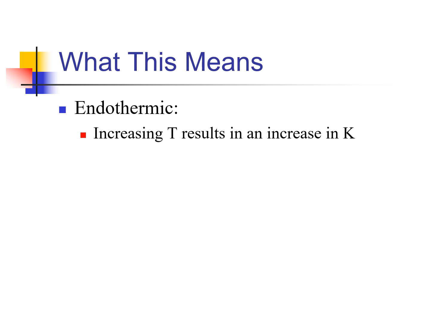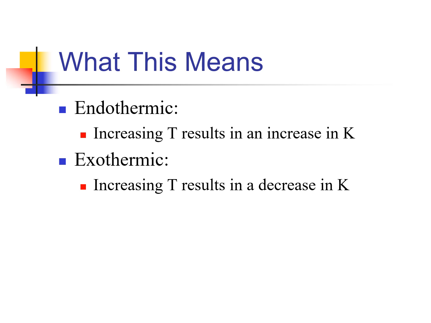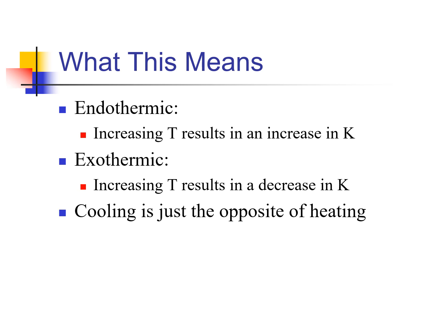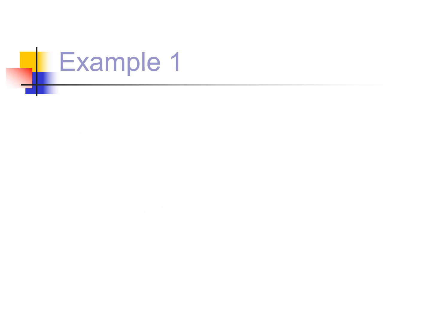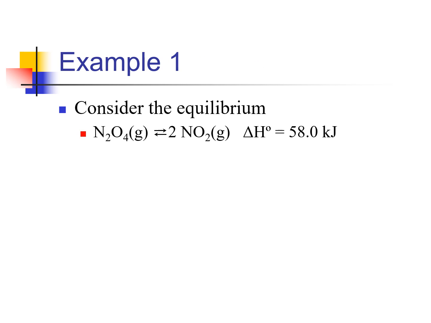So again, what this means, if it's endothermic, increasing temperature results in increasing K, because increasing temperature means we're going to make more product. More product at equilibrium means higher K. Exothermic is the opposite. If it's exothermic, increasing T actually drops K. And cooling is just the opposite of heating. So here's an example. Here's an equilibrium. So we look at that number. Because it's positive, that means it is endothermic.